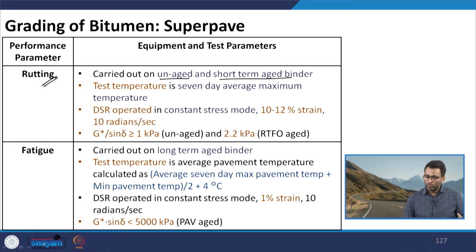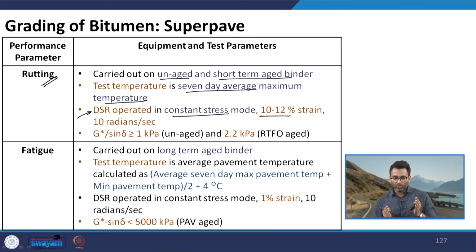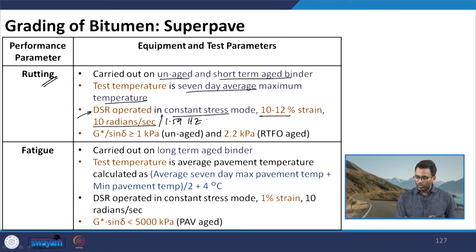At which temperature will you do the test? You will do the test at the 7-day average maximum temperature of the location for which you are selecting the bitumen. Here we are going to use a dynamic shear rheometer, which will be operated in constant stress mode, and we have to ensure that we are applying a stress or strain within the linear viscoelastic regime. As per the specification, the strain should be in the range of 10 to 12%, and we do the test at a fixed frequency of 10 radians per second or 1.59 hertz.